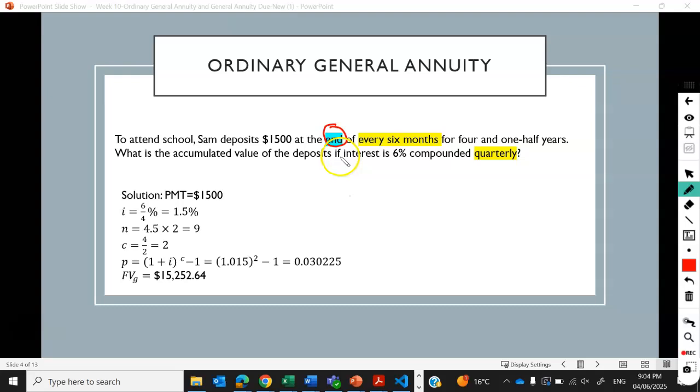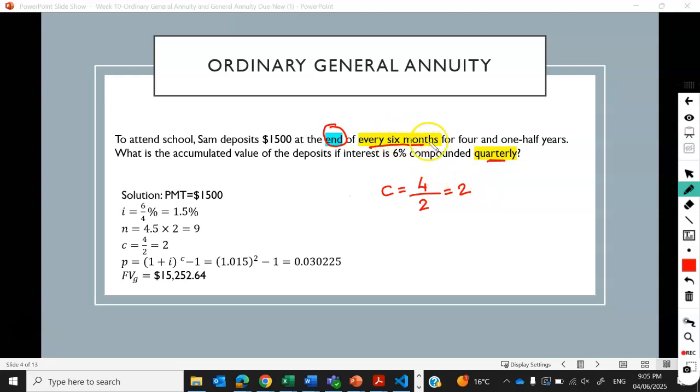Now you have to find out whether it is a simple annuity or a general annuity. You can see the payments are done every 6 months, whereas interest is compounded quarterly. These two are not the same, so therefore it is an ordinary general annuity. So you calculate C, which is the ratio of the interest compounding period, that is 4, over the payment period, which is every 6 months, so 2. So the C value is equal to 2.